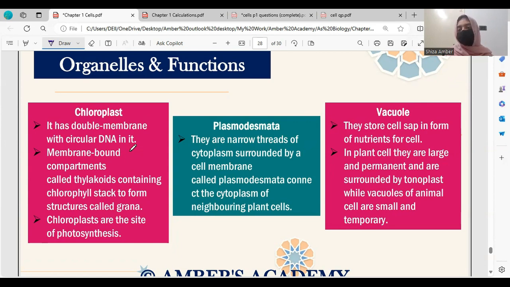Okay, so one of the similarities between chloroplast and mitochondria is that it has double membrane. We already talked about the organelles that have double membrane. They were chloroplast, they were nucleus, and mitochondria. Okay, so it also has double membrane with circular DNA in it. So this is also one of the similarities between chloroplast and mitochondria, that they have circular DNA. Then the difference between chloroplast and mitochondria is that they are membrane-bound compartments and they contain thylakoids.